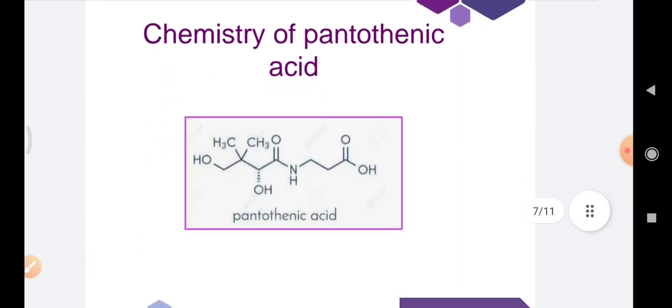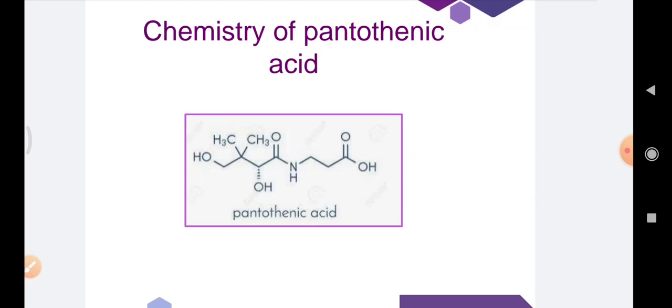Now coming to the chemistry of pantothenic acid, that is vitamin B5. Pantothenic acid is also a water-soluble vitamin. It is synthesized from the amino acid beta-alanine and pantoic acid. Pantoic acid is dihydroxy dimethyl butyric acid. It is stable to heat but unstable to alkali or acid. And this is the structure of pantothenic acid.